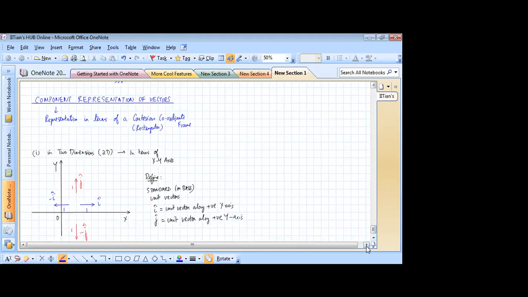So component representation of vectors involves making use of a Cartesian coordinate frame. When we're talking about a 2-dimensional Cartesian coordinate frame, we use the standard XY notation, where in addition to the XY axes, we have 2 other standard quantities, and they are nothing but I cap and J cap. There is a unit vector along the positive x direction and a unit vector along the negative x direction. Just make a note of this first.